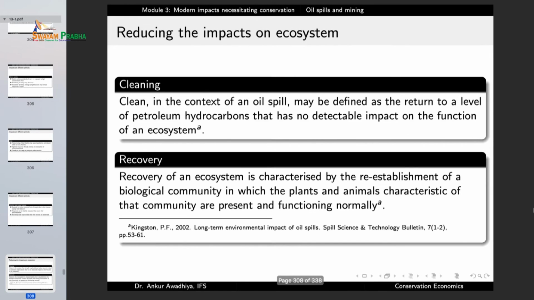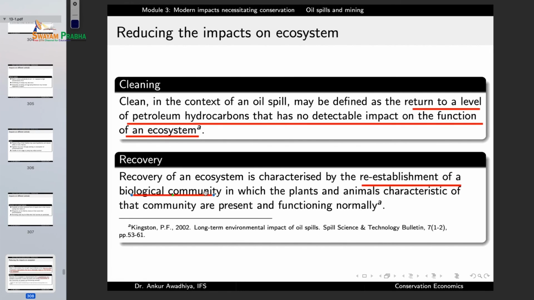And in this case, we looked at the ways of reducing the impact. So we can go with cleaning. And in the case of cleaning, we try to return the system to a level of petrochemicals that has no detectable impact on the function of the ecosystem. So that is cleaning. Or we could go with a recovery, which is a re-establishment of a biological community.